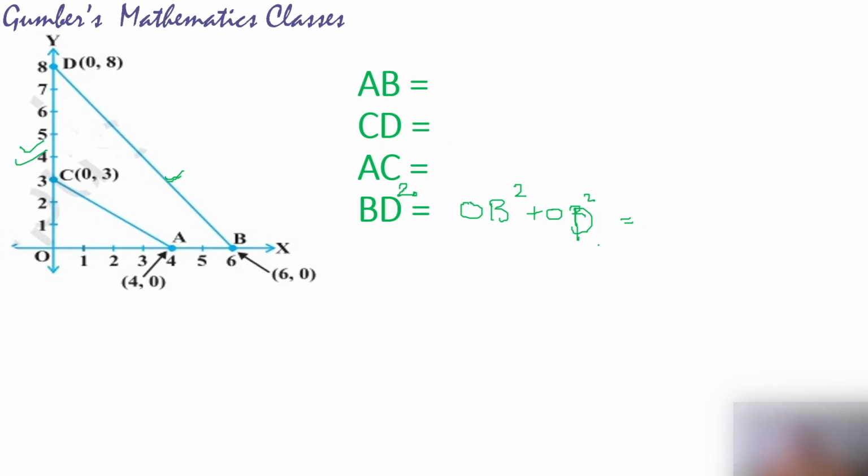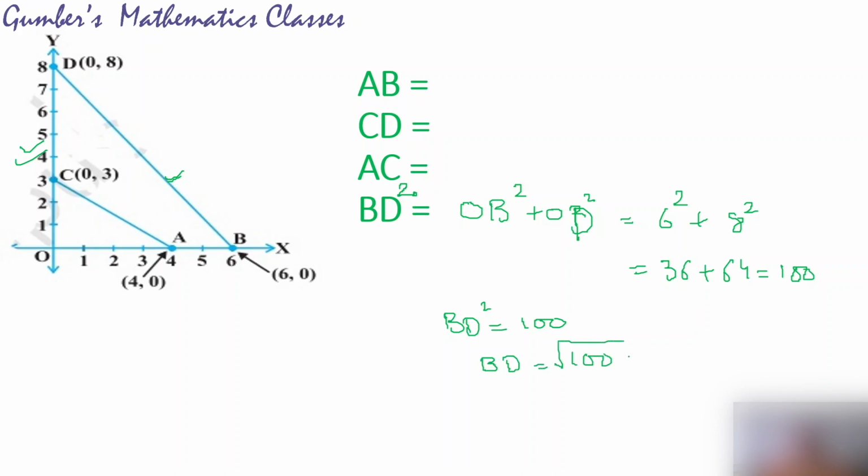Now OB square is equal to 6 square, and OD is equal to 8 units, 8 square, and this is equal to 36 plus 64, which is equal to 100. BD square is equal to 100, therefore BD is equal to the root of 100, that is equal to 10 units. Or directly, with the help of Pythagoras triplets, you can write this is 10 units.